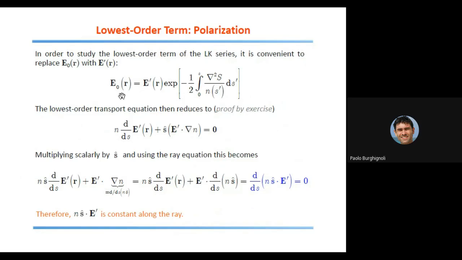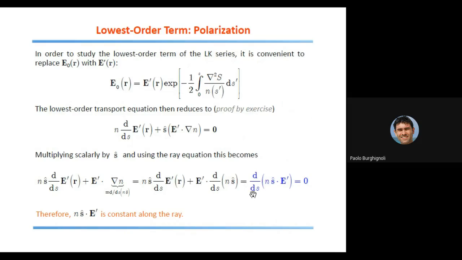It is possible to study exactly what happens along a given ray if you introduce a vector E prime, which is related to the lowest order vector E0 in this way, through this exponential, which is the same exponential we encountered in the field transport equation solution. Then it is easy to see that the lowest order of those transport equations can be rewritten in a nice compact way, like this. And now, if you multiply this scalarly by S hat and you make use again of the ray equation, you will discover, without doing the steps one by one, I will only discuss the final result, which is the blue one here.